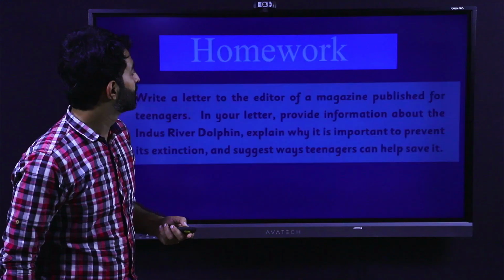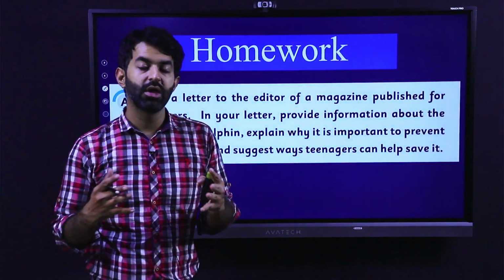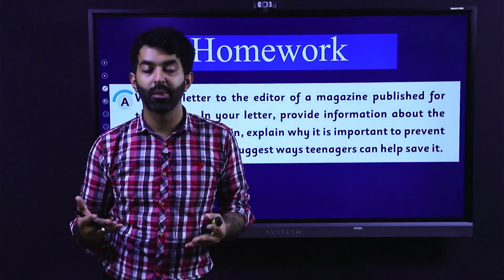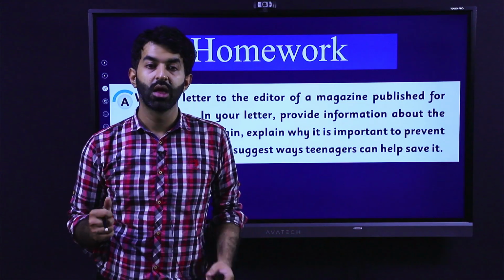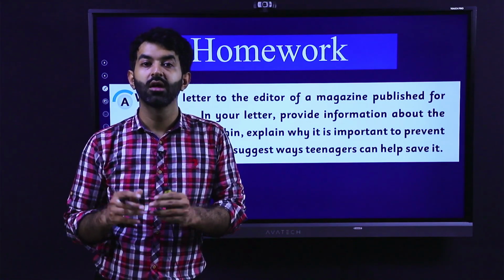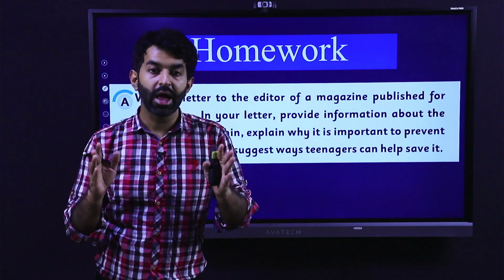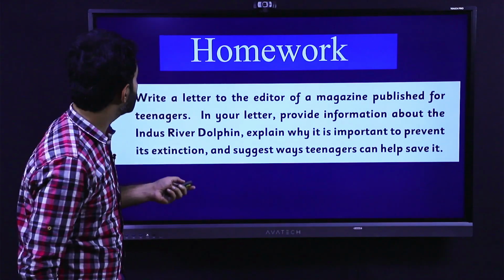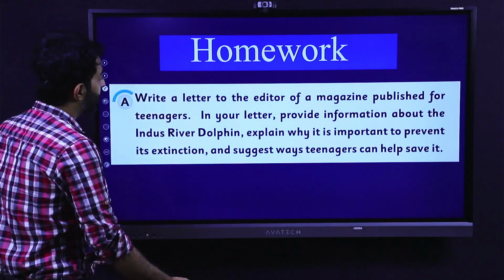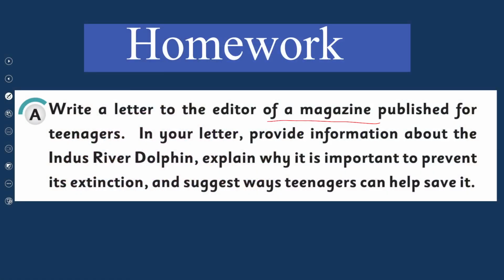Now students, I hope that we have covered our formal letter SLO and also the last one, gathering information. Now another thing is that write freely. So I'm going to allow you for the homework to write freely. First, you will write a letter to the editor of a magazine published for teenagers. So what kind of letter? Formal letter.